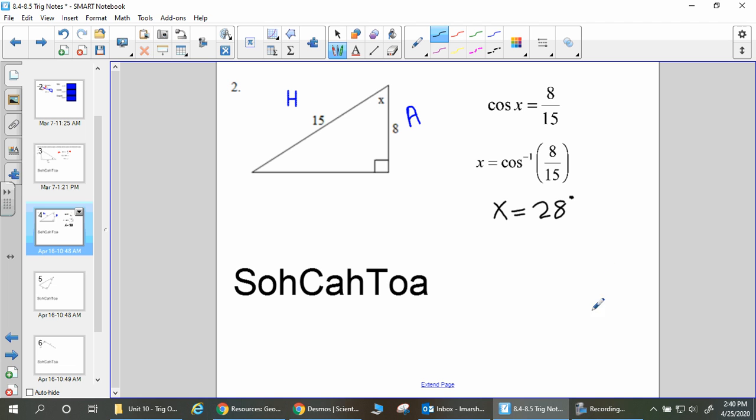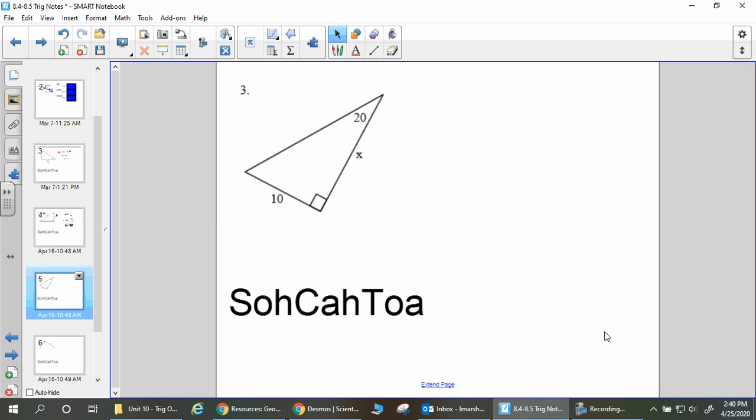Okay, and you can use a degree bubble. That works. Okay, so just remember when you're finding an angle, you're going to need to use that inverse. So let's try another one. Again, hit pause if you want to try it yourself first.